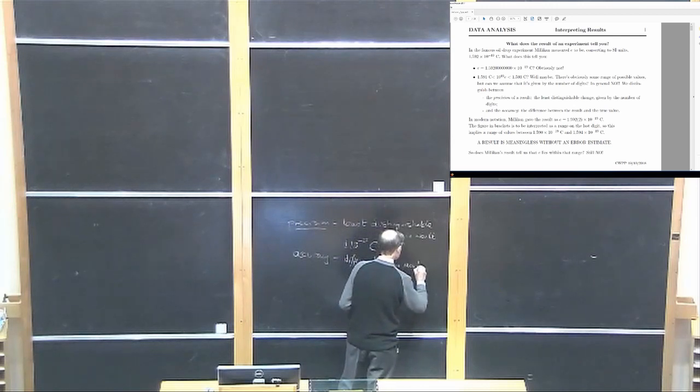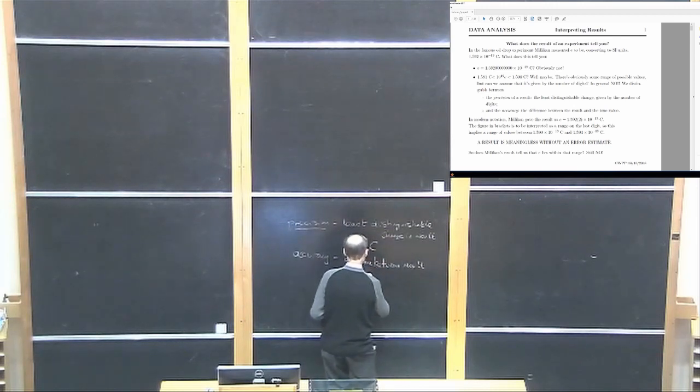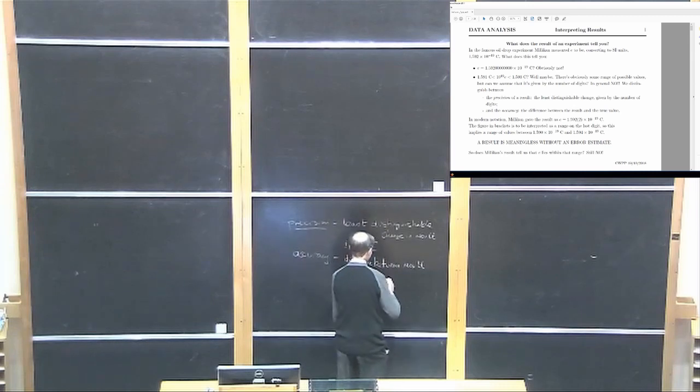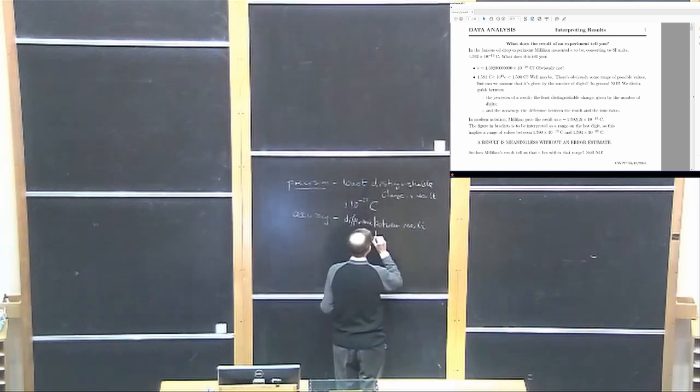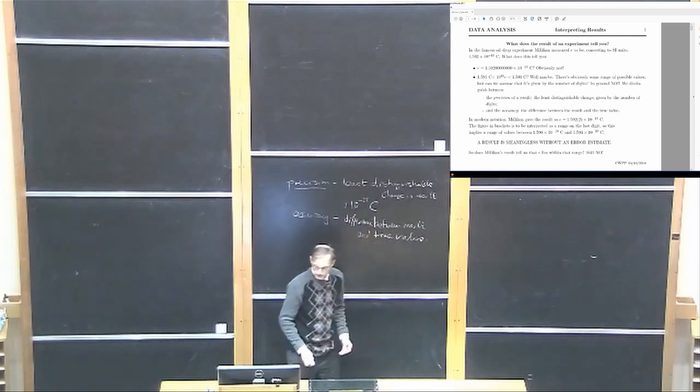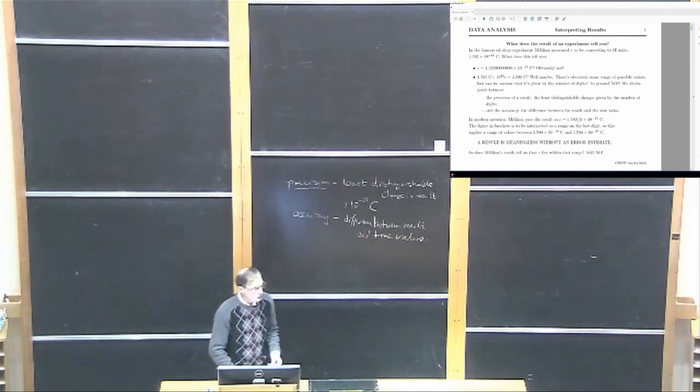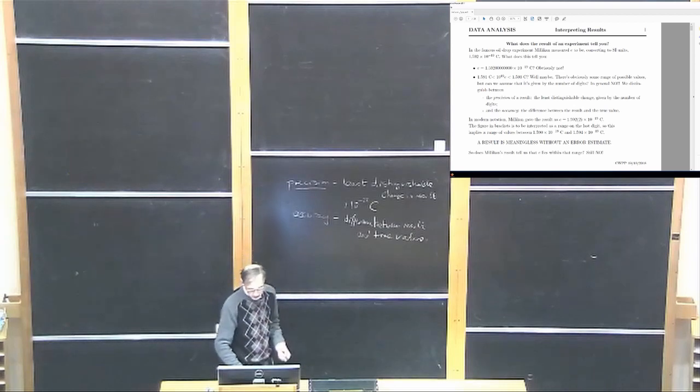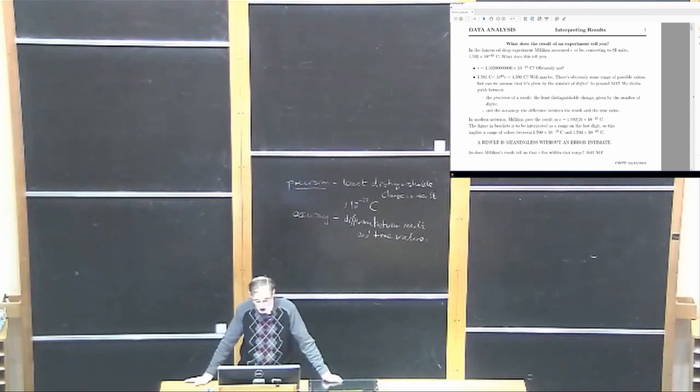Between result and the true value. So really, the error is more to do with the accuracy of the experiment than the precision with which the result has been quoted. And of course, Millikan, as a great experimentalist, gave an error.